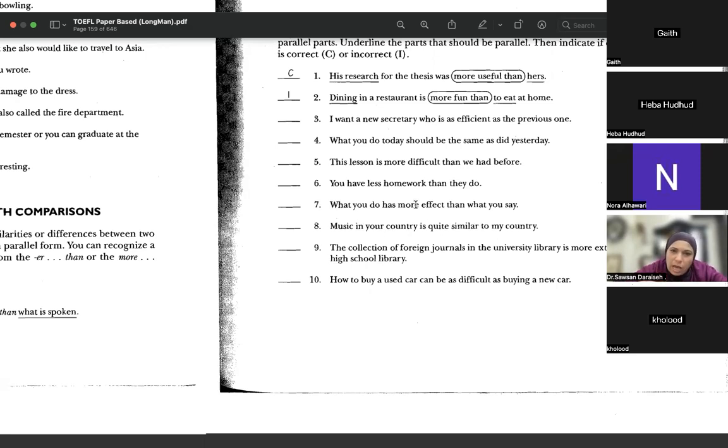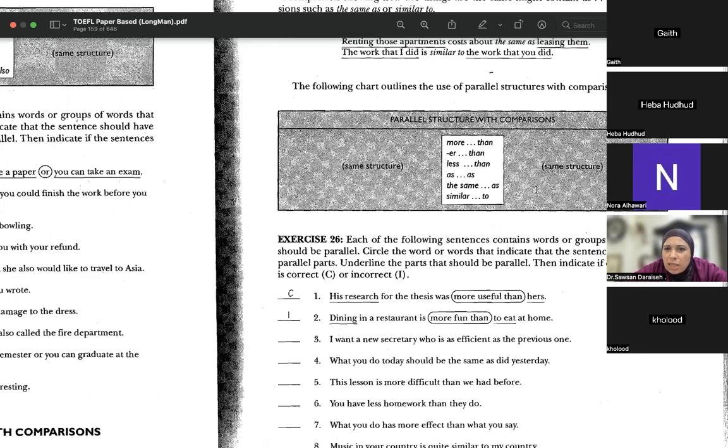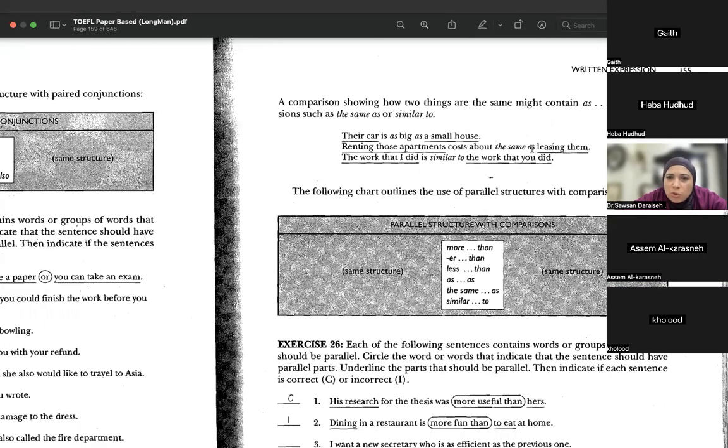Music in your country, الموسيقى في بلدك, is quite, إلى حد ما تشبه, what? Music in my country, الموسيقى في بلدي. Yes, simply. Don't make things harder than they really are. So all I wanted to say right before I let you go: it's impossible that we're going to compare between two here, because you talked about renting and leasing, right?